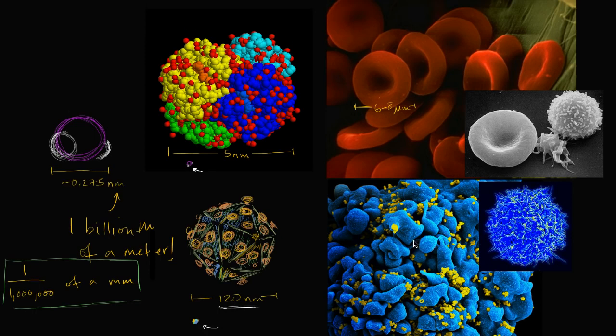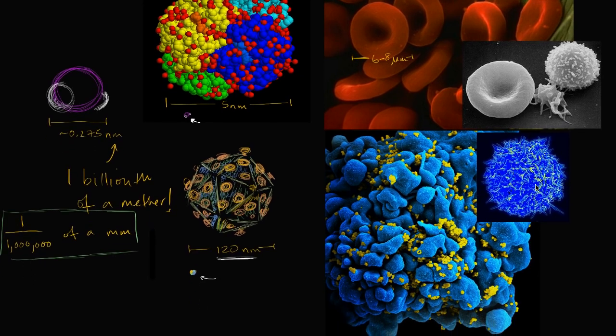But now let's go up to the next scale. So this creepy picture right over here, this is a T cell. This is a depiction. If you want to see the whole thing, that is a T cell right over here.